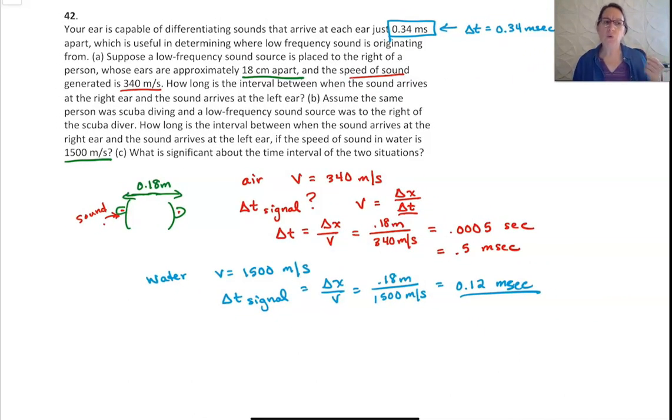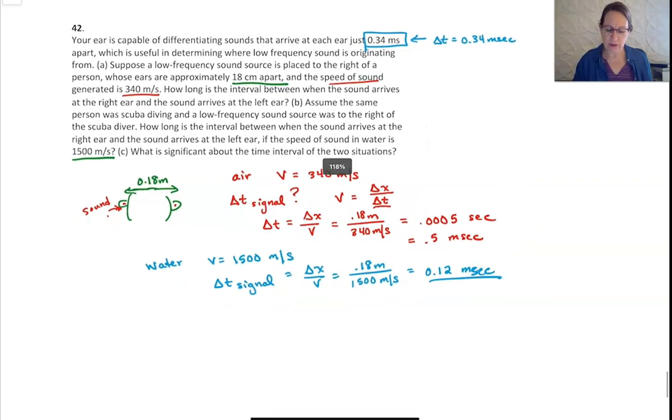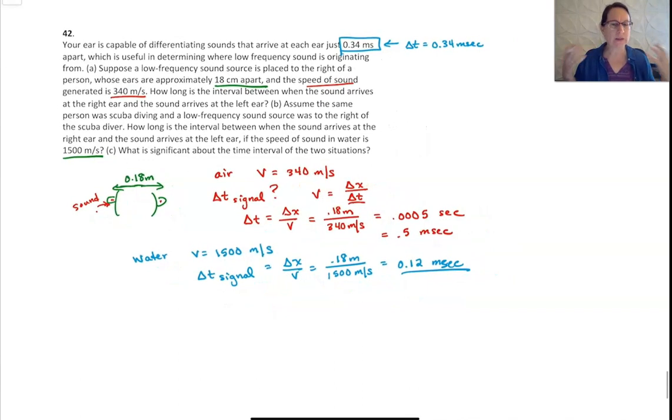So when you're underwater, it's hard to use this trick to differentiate between where a sound is coming from compared to in air. Now, we don't just use this to locate sounds, but this is one way we do it. And so this tells us that this works fine in air, which makes sense. That's where we live. It doesn't work as well underwater.